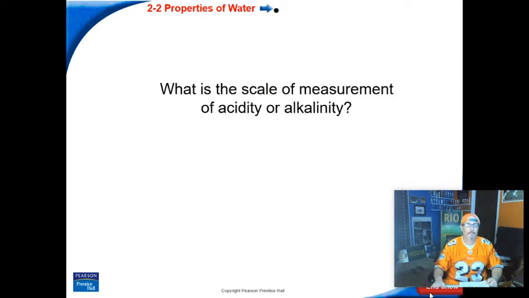Good. What is the scale of measurement of acidity or alkalinity? What's the name of that scale? I hope you don't forget. You guys are like, what the heck is he talking about? That's bullet number 3 on number 16.